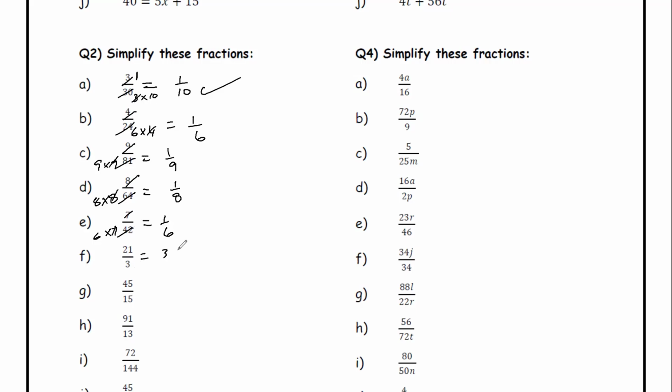That one is 3 times 7 over 3. So it is 7. That one is 15 times 3 over 15. So it's 3.